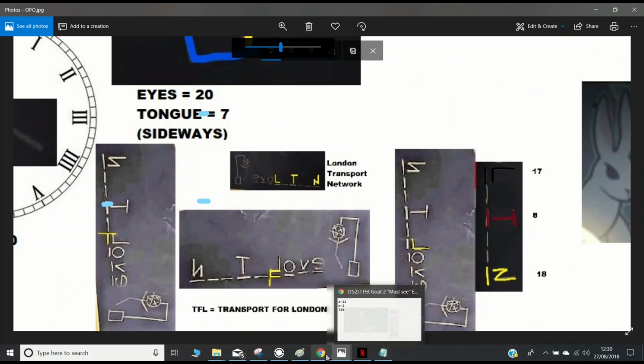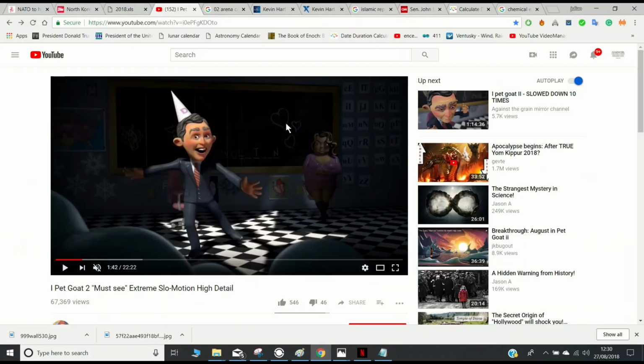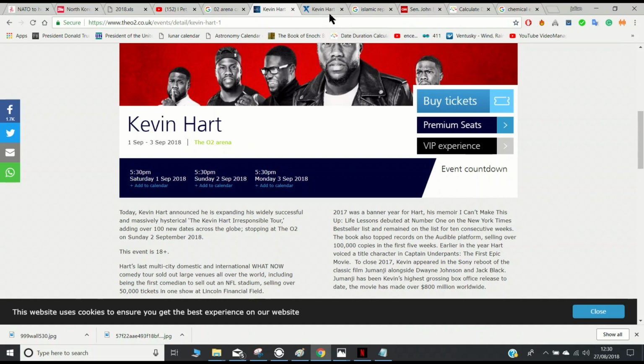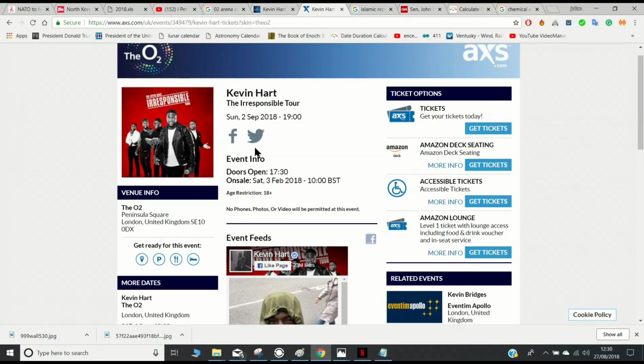The only reason I say that is because the third heart is the biggest, and that may be a signal for that reason. But you can see how it's all connected together. The dunce cap, Obama laughing, LOL, and then LOL on the teleprompter. Hold on, before I move on to that. Kevin Hart, his tour is called Irresponsible.